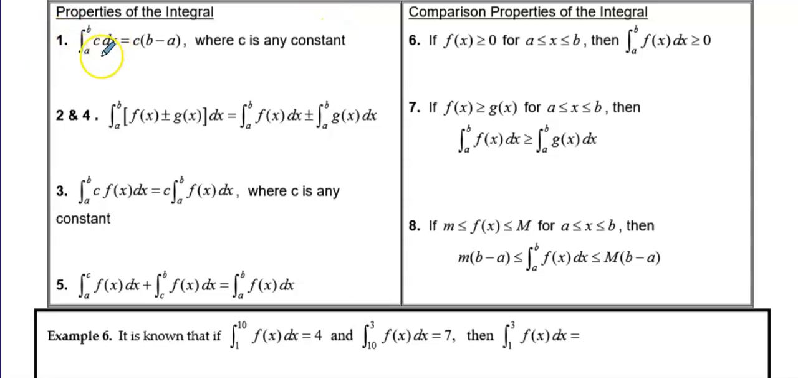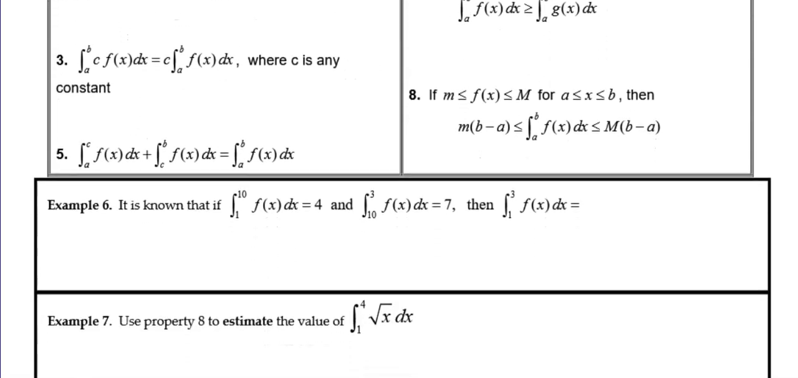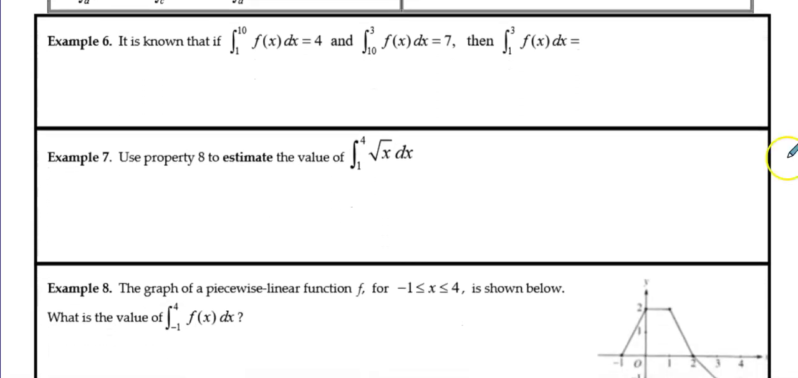So like I said, one thing I just want to say really fast about this one right here, number one, is that this is going to be part of the fundamental theorem of calculus. So this one will really focus more on in the next lesson set. So for example number 6, it says it is known that the integral from 1 to 10 of f of x dx is equal to 4, and the integral from 10 to 3 of f of x is equal to 7. Then what's the integral from 1 to 3 of f of x?